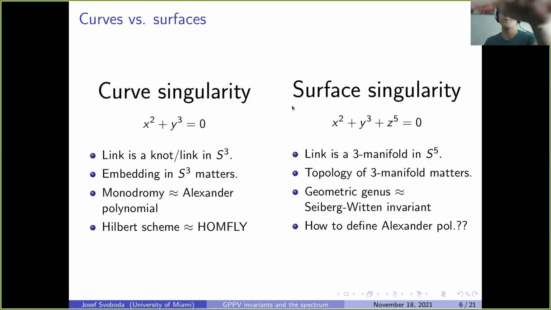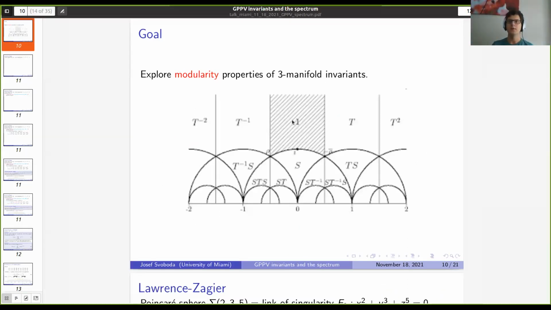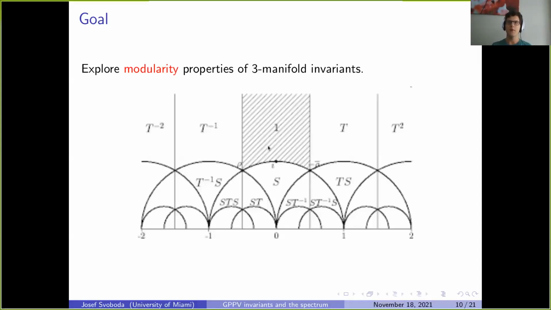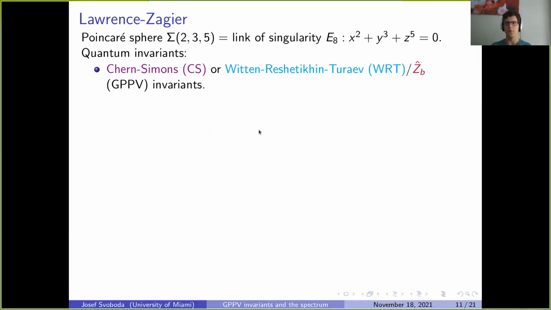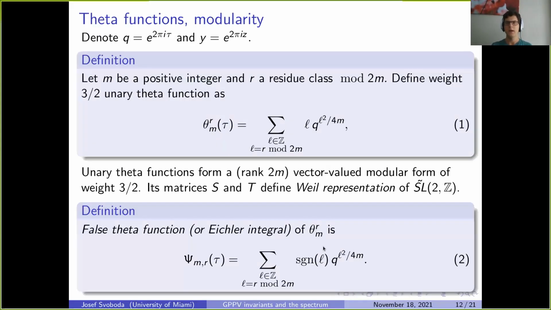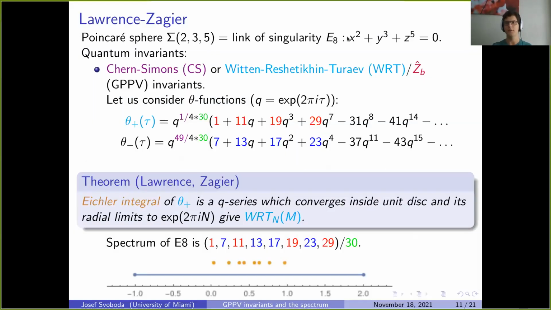Okay, so I should maybe say the main point. So the main point is that we found that this relation of spectrum and these modular forms, so we really need the full modular form, all the components, works for all Brieskorn spheres, so all links of singularities of the form x to the a plus y to the b plus z to the c, where a, b, c are coprime. And moreover, we found that this also works for all ADE singularities.